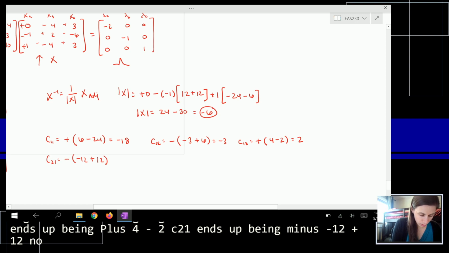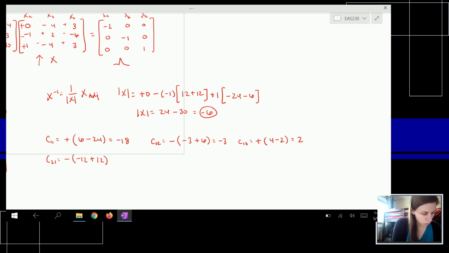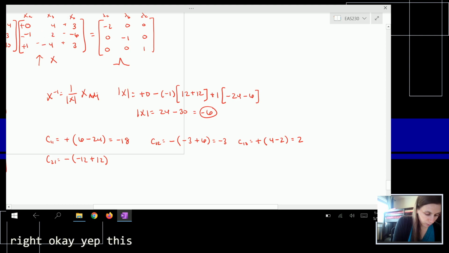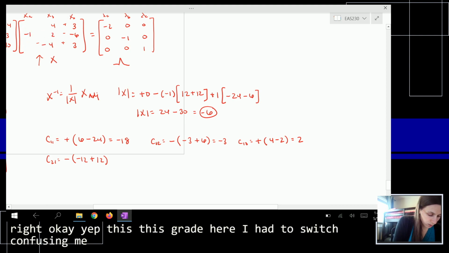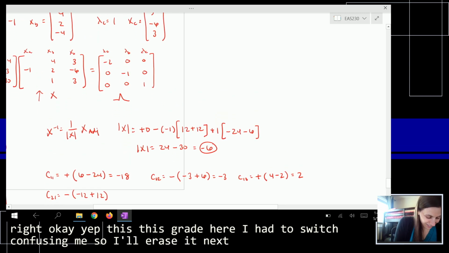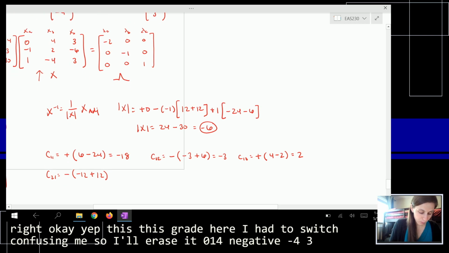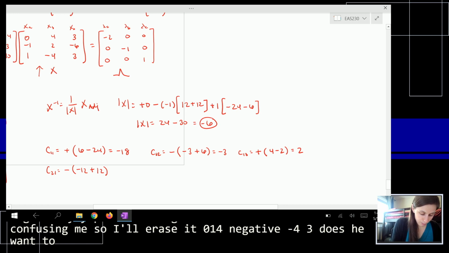No. Right, okay. Yep, this grid here. This grid's confusing me, so I'll erase it. Now I have x gone. 0, 1, 4, negative 4. 3, yeah, okay, there we go. So C12, I'll draw my grid here. So I'm on this one.